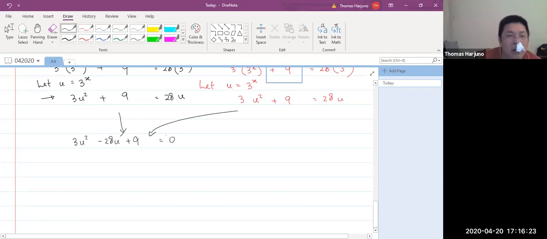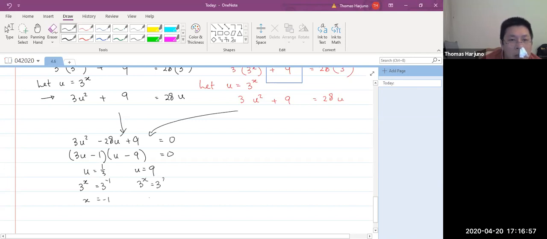Now from here we solve that as a quadratic equation. If it is factorable, then you have to factor. I want you to do it that way. If it is factorable, you have to factor. Then this is minus 9 here, and this is minus 1. So u equals 1/3, or u equals 9. Now this is 3 to the x equals 3 to the negative 1. Therefore, x equals negative 1. Or 3 to the x equals 9, which is 3 squared, so x equals 2. Those are the answers.